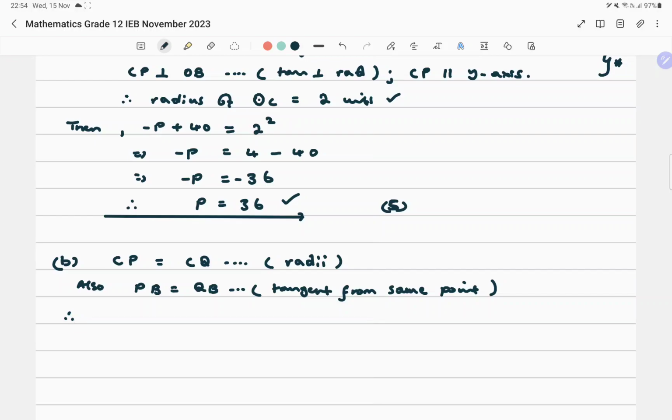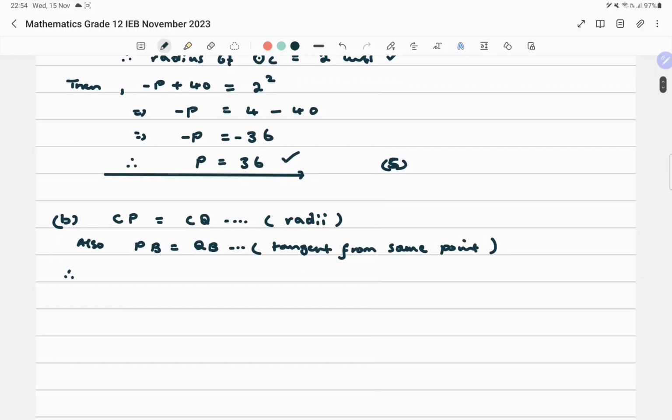So it tells me that therefore this structure PCQB is a kite. Okay, now that is important. Again, why? Two pairs of adjacent sides are equal. So that becomes a kite.